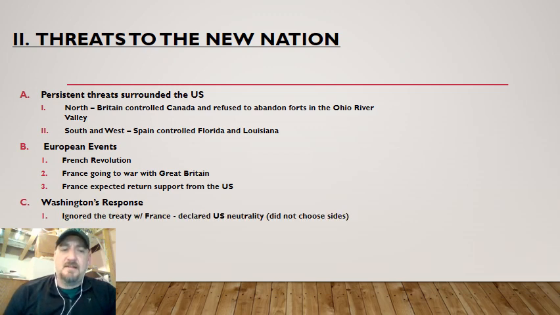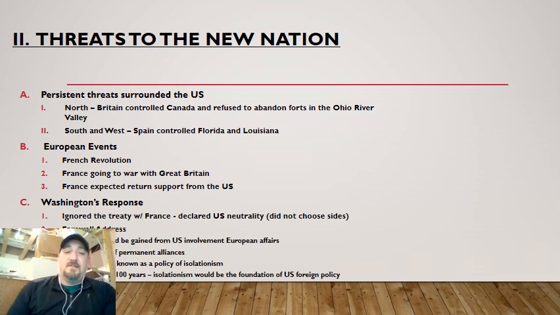Washington's response to this was basically to ignore the treaty with France, and he declared that the U.S. would remain neutral. They'd keep a sense of neutrality, so they were not choosing sides. They weren't giving support to either country. And in the end, this angers France and kind of emboldens Great Britain to feel like they can do whatever they want.